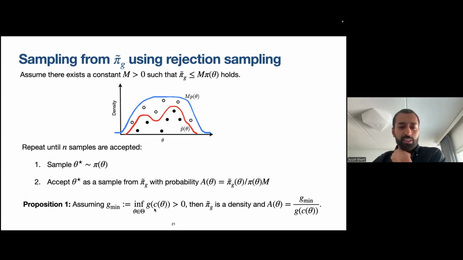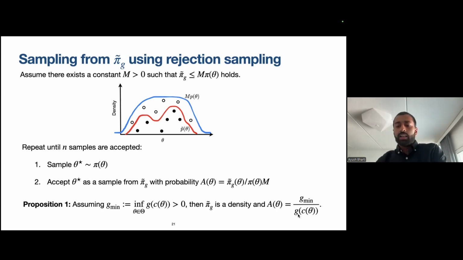So it turns out if we just assume that the minimum of g of c theta is some non-zero quantity, which is fairly straightforward to assume because cost is going to be non-negative, and g is just some non-decreasing penalty function. So this g min, if it's greater than zero, then we can show that this pi tilde is also a density, and that the acceptance probability just depends on this g min value divided by g of c theta.